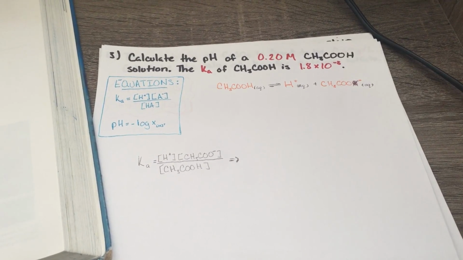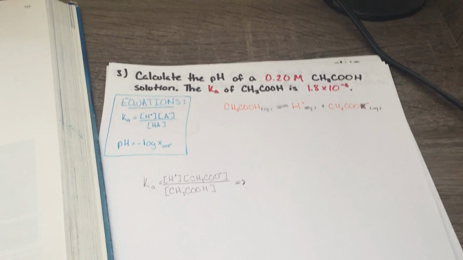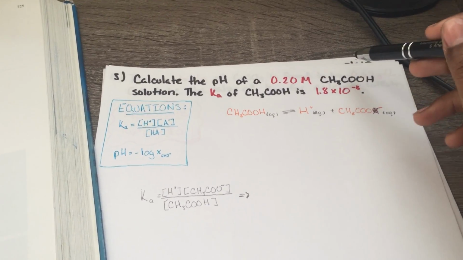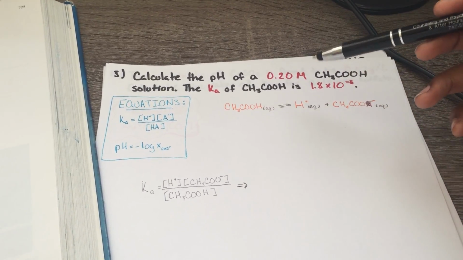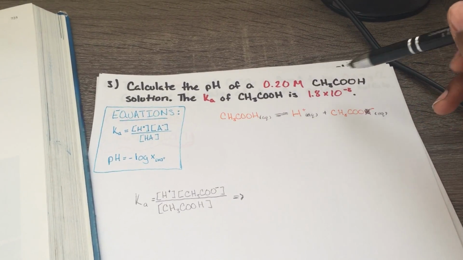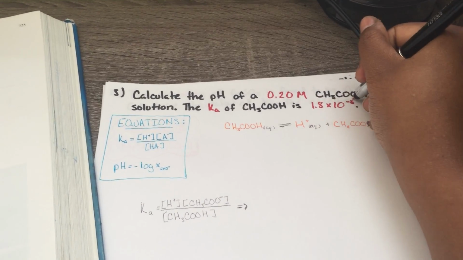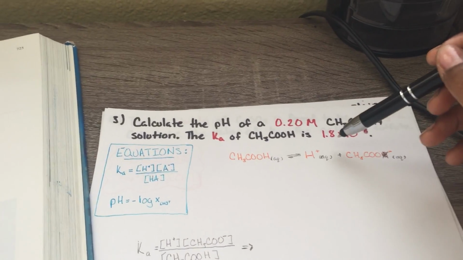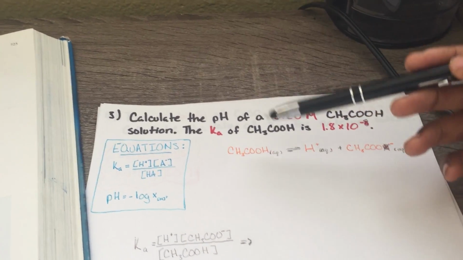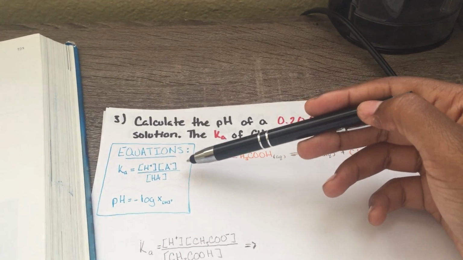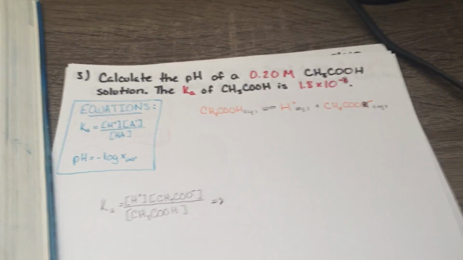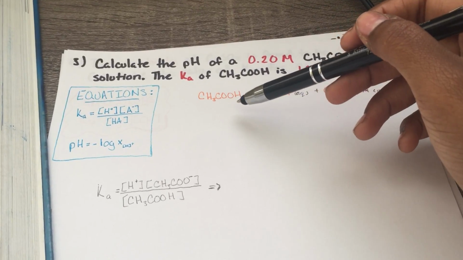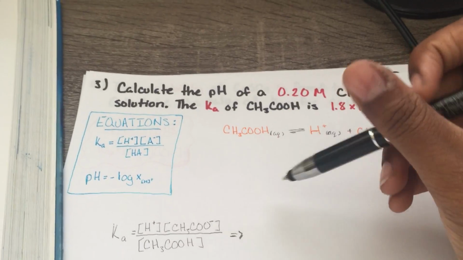Our third problem demonstrates the common ion effect, and it asks us to calculate the pH of a 0.2 moles of acetic acid solution, given that the Ka of acetic acid is 1.8 times 10 to the negative 5 moles, followed by our reaction. And all the equations we need to solve this problem is the Ka equation and the pH. So first, to start off, we're going to create an ICE table just so we have variables to plug in to the Ka equation.